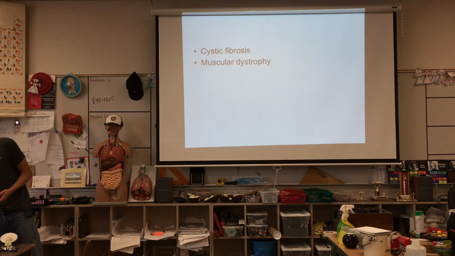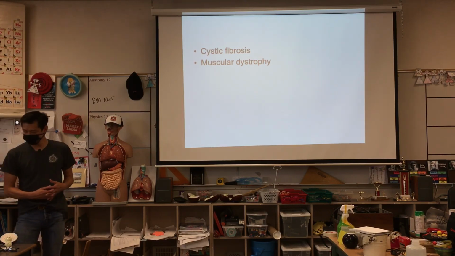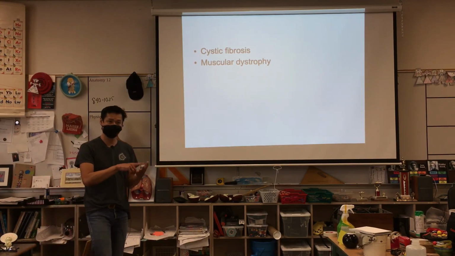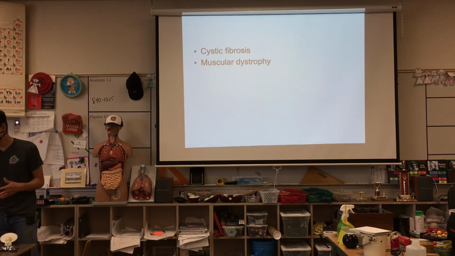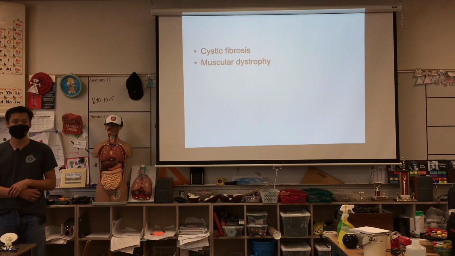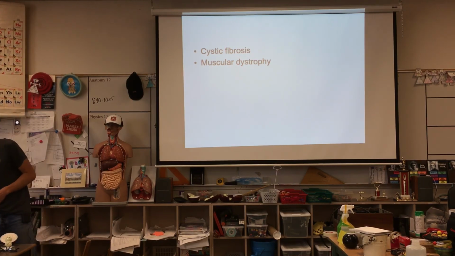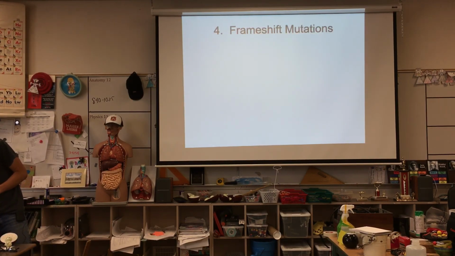Right? Crohn's disease has been tied to it. So if you know someone with ileitis, colitis, Crohn's disease, right, that's been tied to it. And muscular dystrophy, a mutation in the dystrophin gene. So that's a structural component of the muscle tissue. So that would be negative. Frameshift mutation.